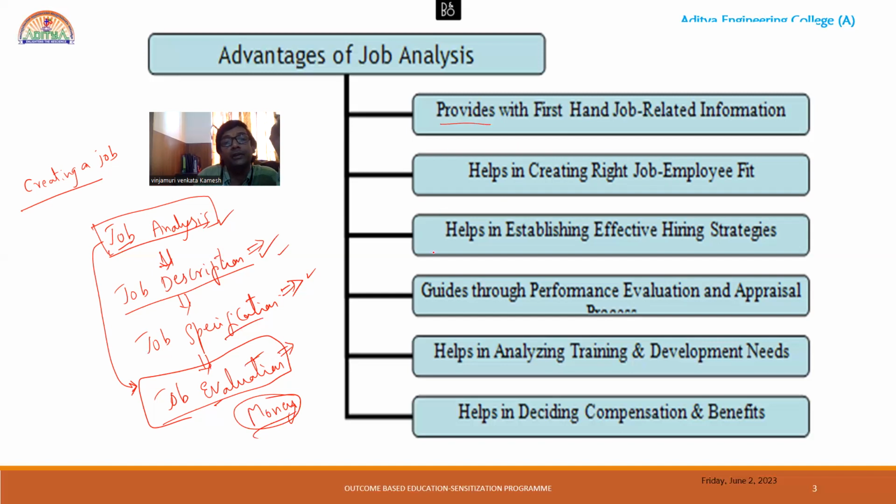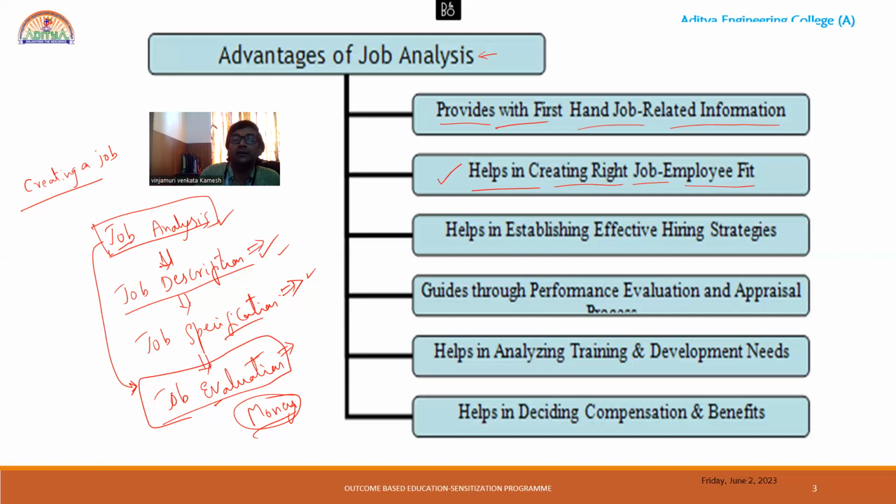Some people may feel the heading is not correct, that instead of putting job evaluation, Kamesh put job analysis. It is not wrong. So the advantages of job analysis: it provides first-hand job-related information, primary information related to the job, and it helps in creating a right job and employee fit.